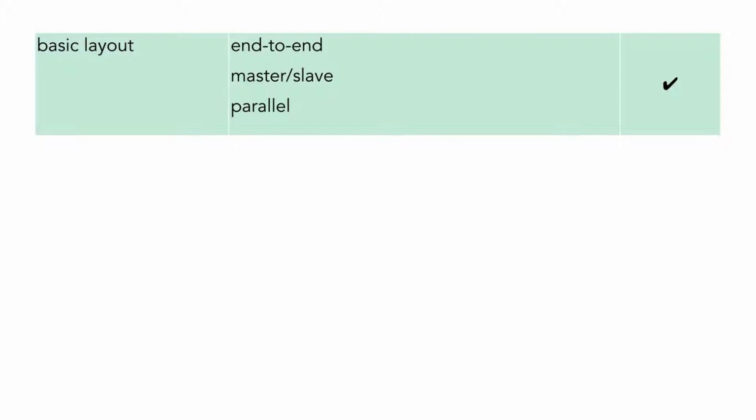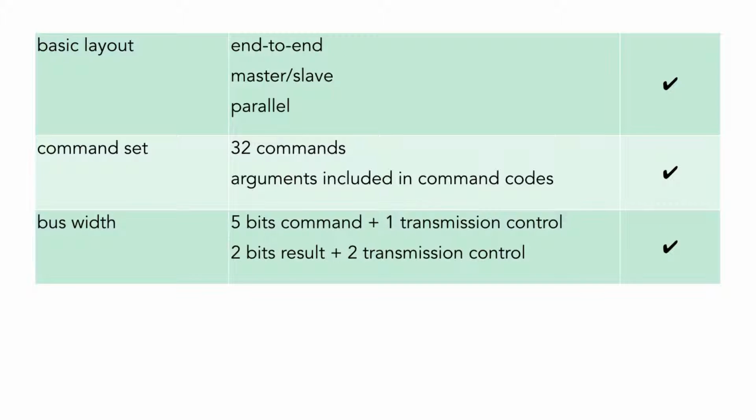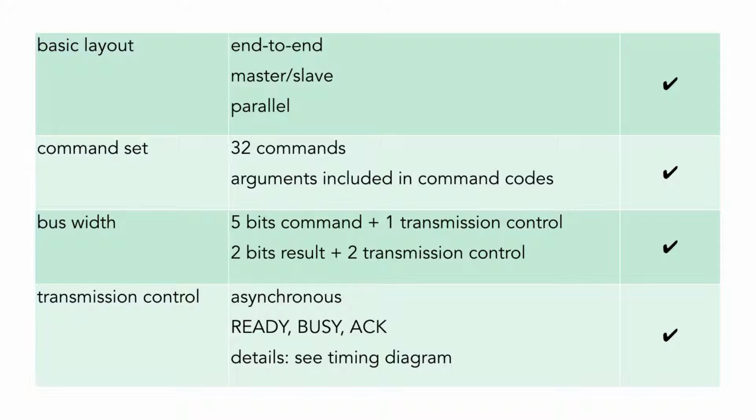To summarize, we've got the basic layout specified as an end-to-end communication with the Photon in the master role and the Robo Interface as a slave device, and we'll use a parallel interface. The command set consists of 32 command codes that include the argument values. We need 5+1 bits to transmit commands to the Robo Interface and 2+2 bits to transmit the results to the Photon. We'll be using an asynchronous communication protocol, so no clock signal, with 3 transmission control lines following the timing diagram that we've just seen. That means we're good to go. In the next video, I'll describe the implementation of the hardware control software using RoboPro.